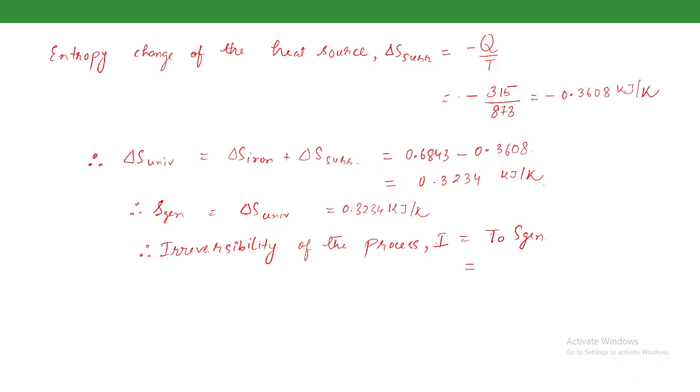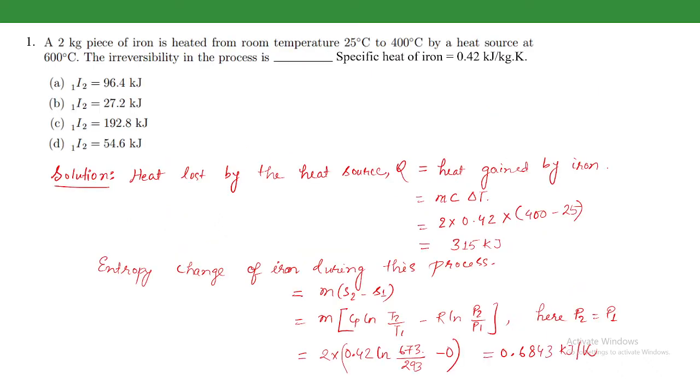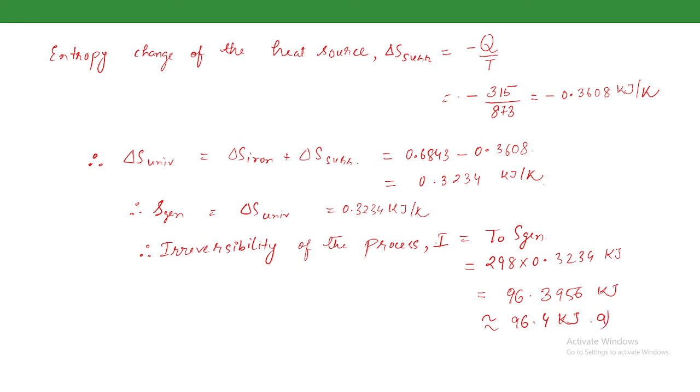So this is 298 multiplied by the entropy generated, 0.3234 kilojoule per Kelvin. So this is 96.3956 kilojoule, or you can say this is 96.4 kilojoule. So this is option number A. This is the answer.